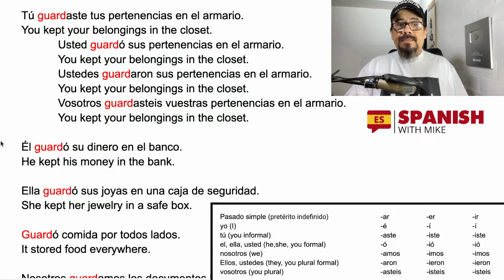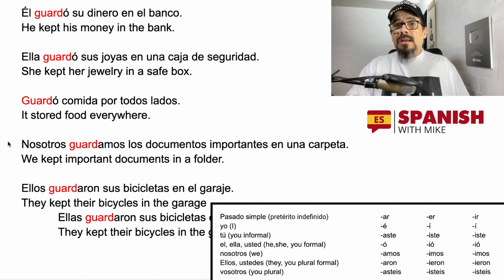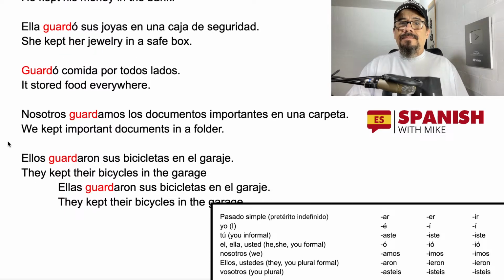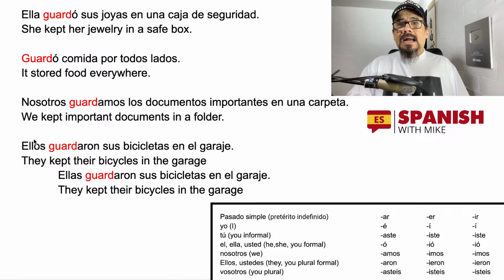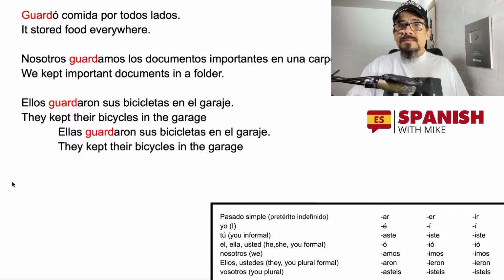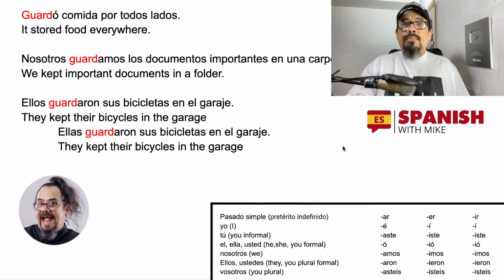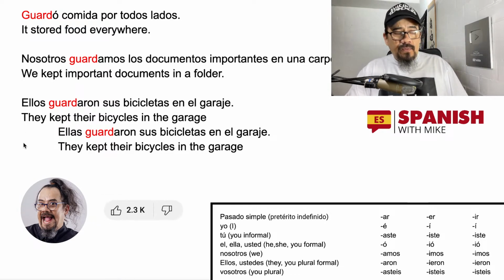Plural, in Spain. Él guardó su dinero en el banco. He kept his money in the bank. Ella guardó sus joyas en una caja de seguridad. She kept her jewelry in a safe box. Guardó comida por todos lados. It stored food everywhere.